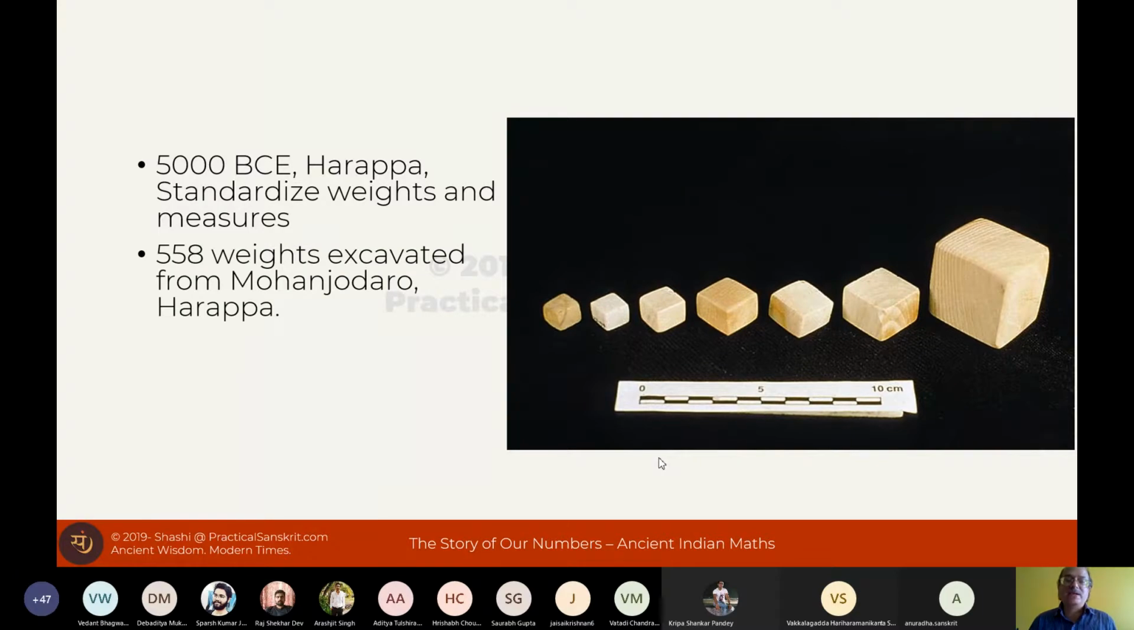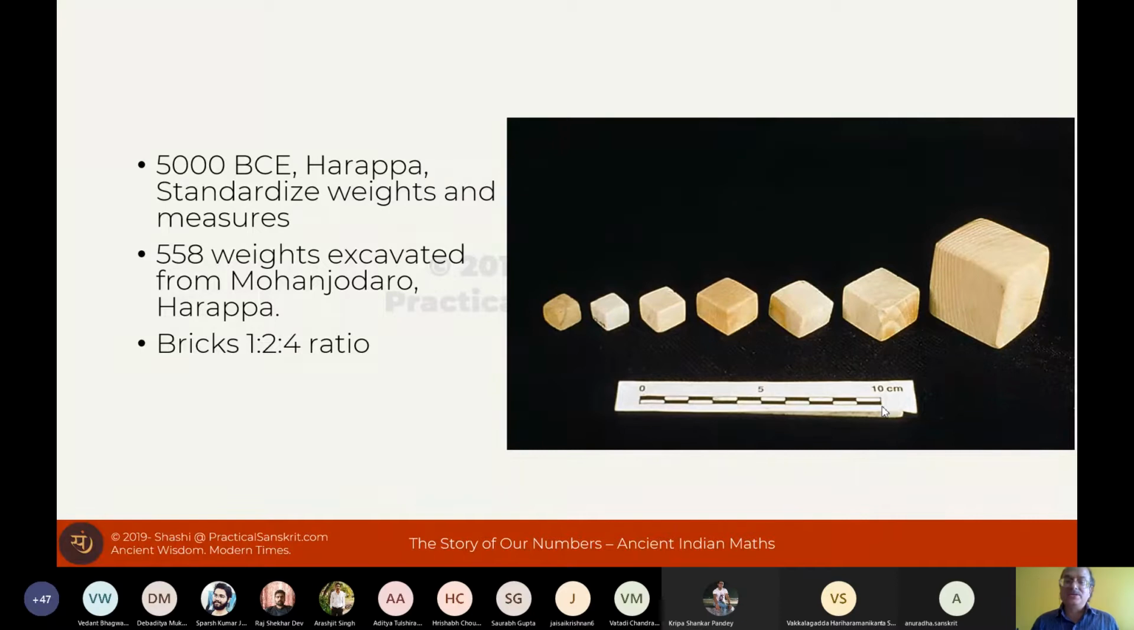558 weights have been excavated from Mohenjo-daro. So different stones with different weights and all, about 558 different ones, right? The bricks for which the Indus Valley civilization was very, very famous. They were the first ones to actually make bricks. They had a standardized brick of 1:2:4 ratio. So 1 is the thickness, 2 is the width, and 4 is the length.